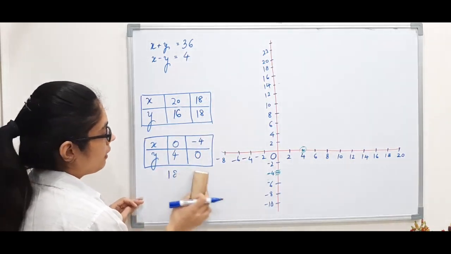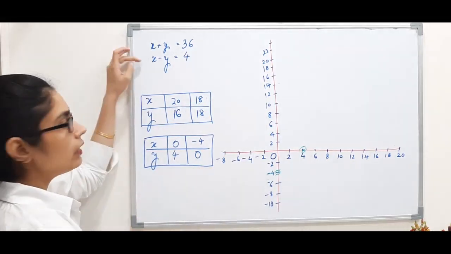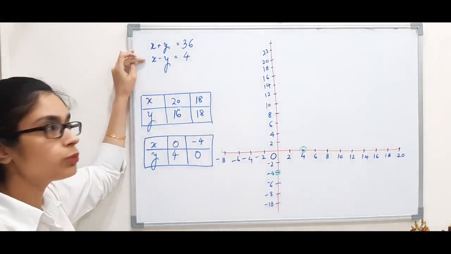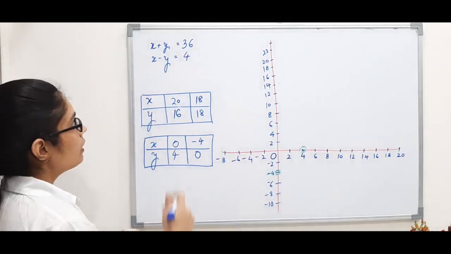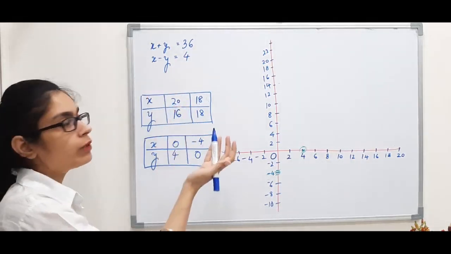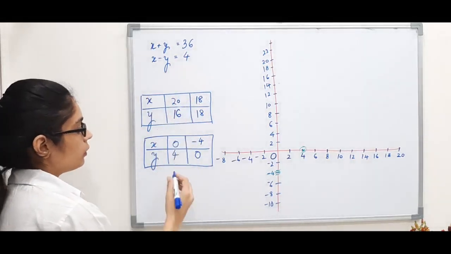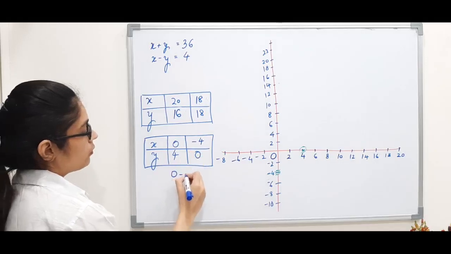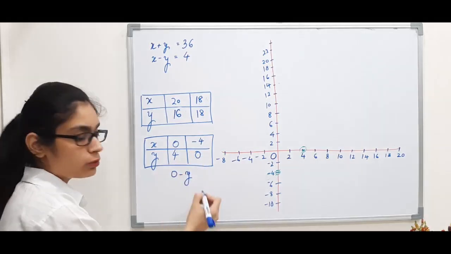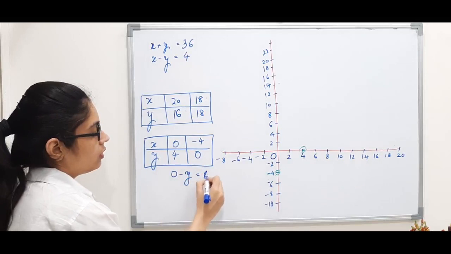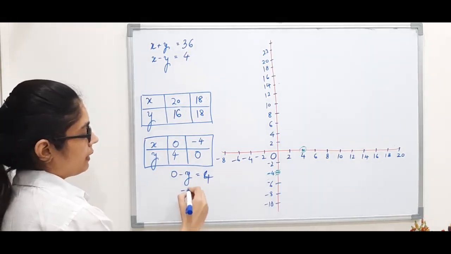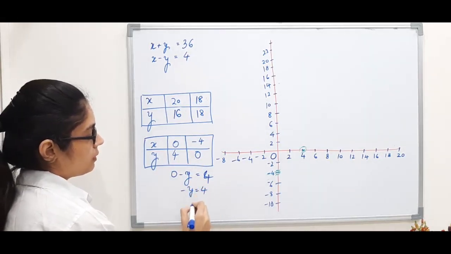Now let's find out the values for the second equation. The second equation is x minus y equals 4. This is a very simple equation. So again I will put x equals 0. If I put x equals 0, it will become 0 minus y equals 4, or minus y equals 4, which means y equals minus 4.